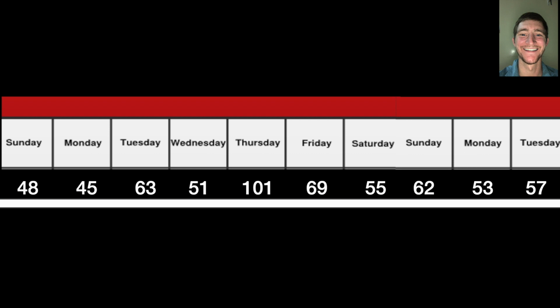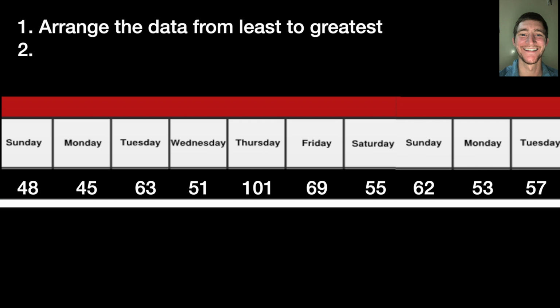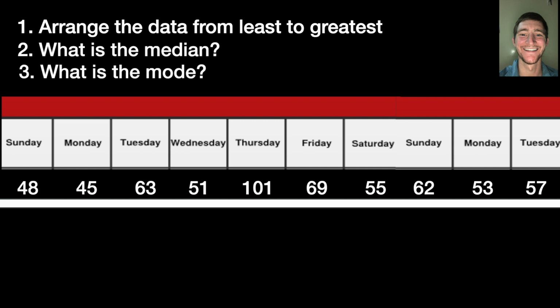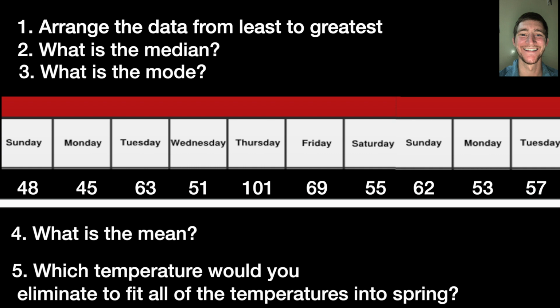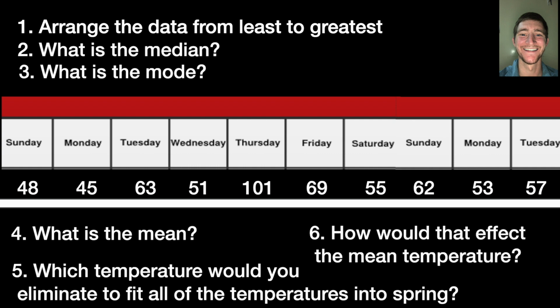So, here is a chart for the temperatures over the next 10 days. Now go ahead and arrange this data from least to greatest. What is the median? And what is the mode? What is the mean? Which temperature would you eliminate to make all the temperatures fit into spring? And how would that affect the mean temperature?